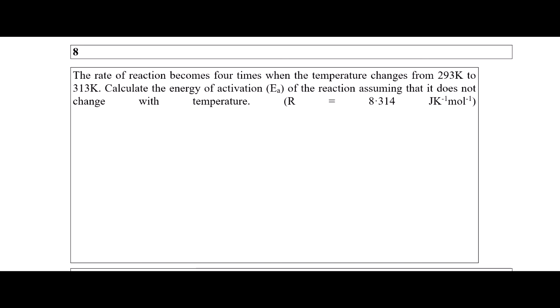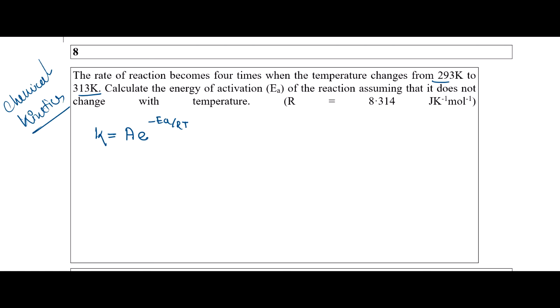Our next question is on the rate of reaction. This question is from chemical kinetics. As you know, chemical kinetics is very, very important. The knowledge, the calculations, the numericals are very important. The rate of reaction becomes 4 times when temperature changes from 293 Kelvin to 313 Kelvin. This question is from the Arrhenius equation. As we know, the Arrhenius equation is rate constant k equals A, the pre-exponential factor, times e to the power minus Ea by RT, where Ea is the activation energy, R is the universal gas constant, and T is the temperature.